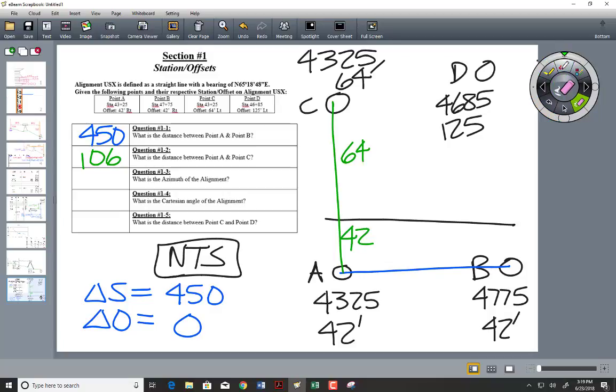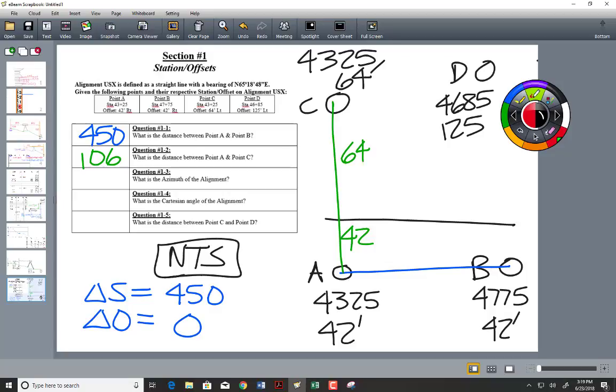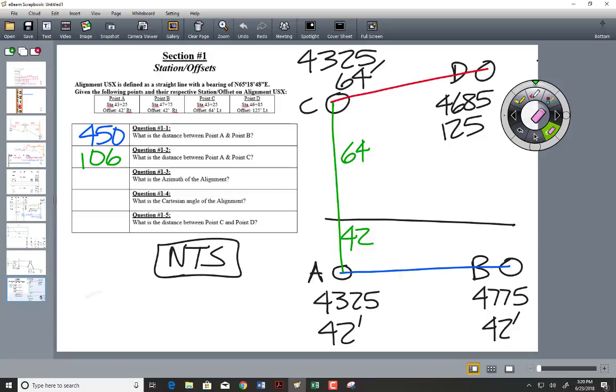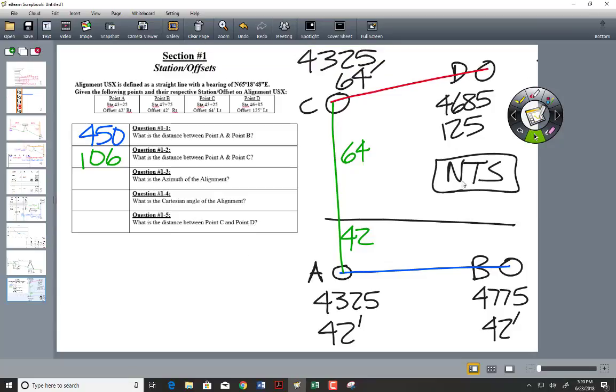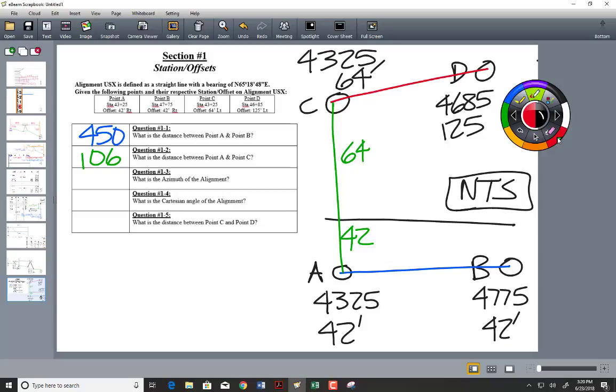C to D goes from here. Well, it should be a bent line. Let's try to do that again. It's a straight line. From C to D, right there. So right now, my change in offset, my change in station, when we want to do this, we'll move this over to here, the notes, not to scale.